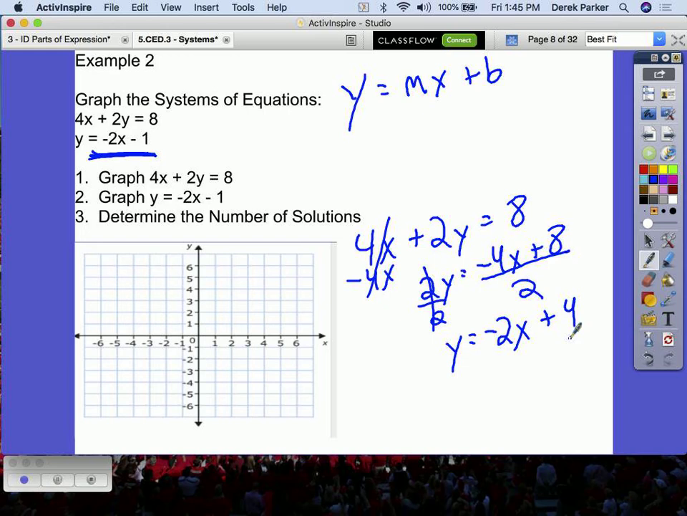Now, before we even put this in the calculator, what do you notice? The slopes are the same and the constants are not. So let's place that in the calculator and see what we get. Negative 2x plus 4. Negative 2x minus 1.